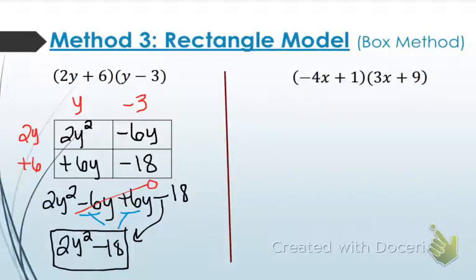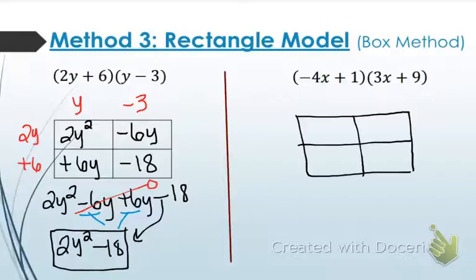Next example. I don't have my rectangle here, or my box one, so I'm going to go ahead and do one. Okay, I'm going to set up my dimensions. First binomial, first term goes here, second term goes here. Second binomial, first term goes here, second term goes here.